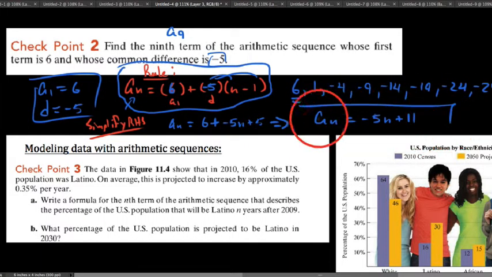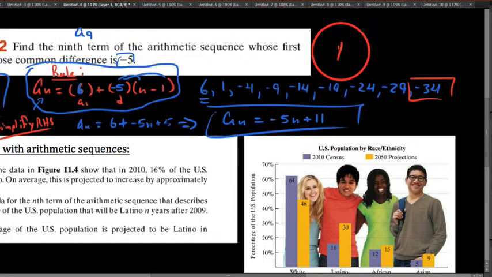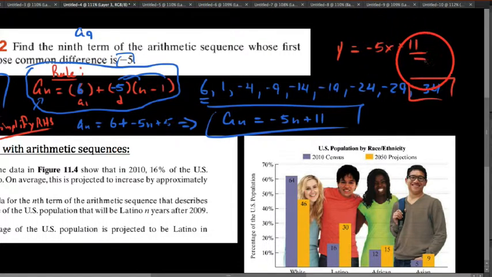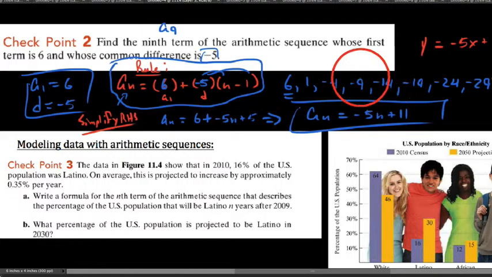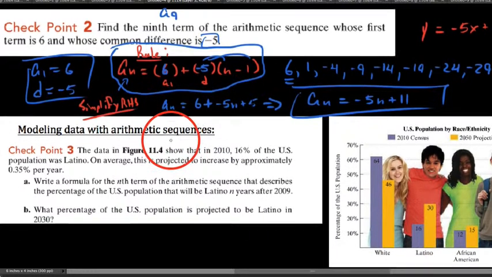And so you can see that this would be like a line. You could graph a line like y equals negative 5x plus 11, which would have a y-intercept of 11 and a slope of negative 5. The sequence is going to do the same thing except it will be a series of dots starting at the first term and only going out for whole number term values that are positive.